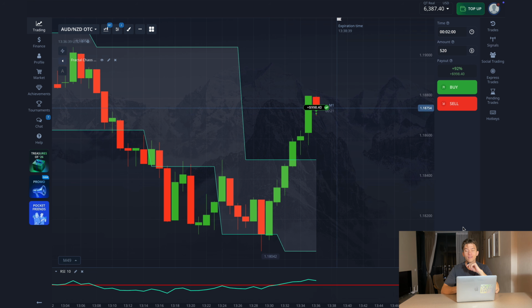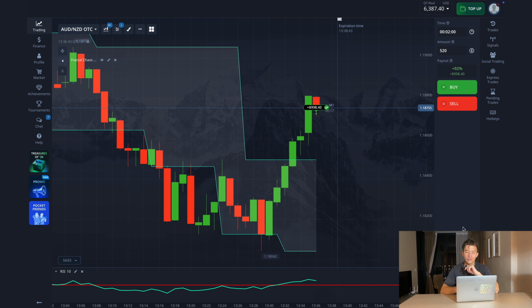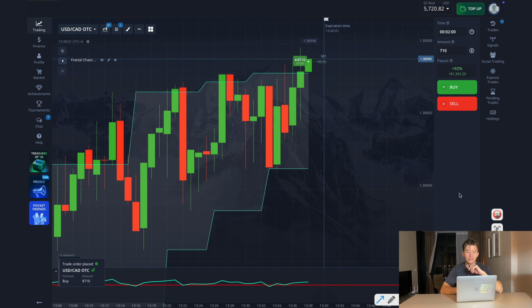The result, another $478 in profit. The streak continues. For the final trade of the day, a clean signal appears. Timer is 2 minutes and I open a buy trade for $710. On the chart, a clear upward movement is very easy to see. The direction is obvious at first glance.